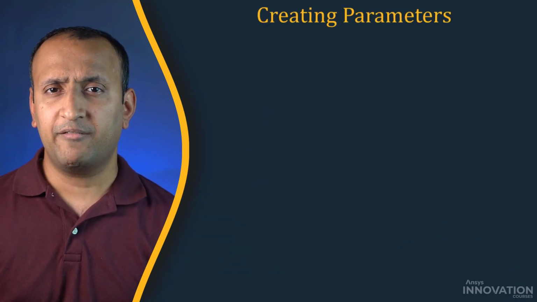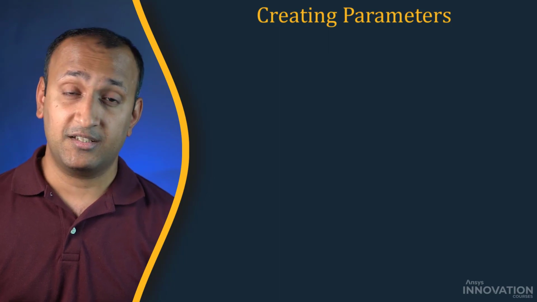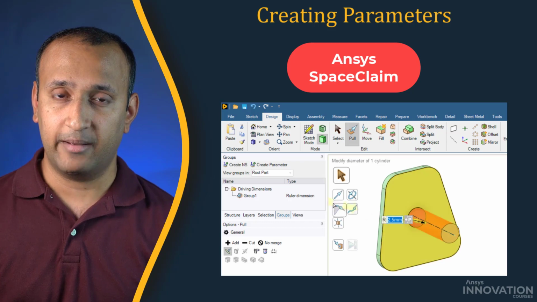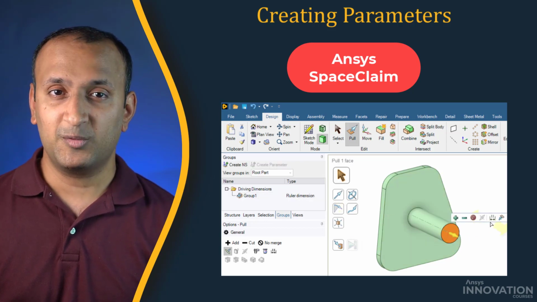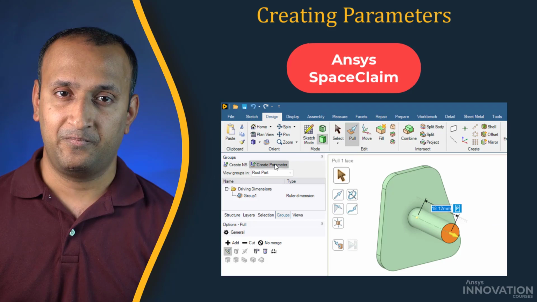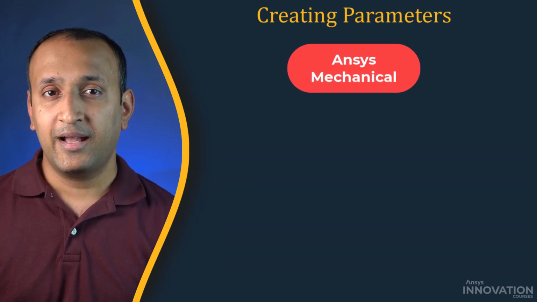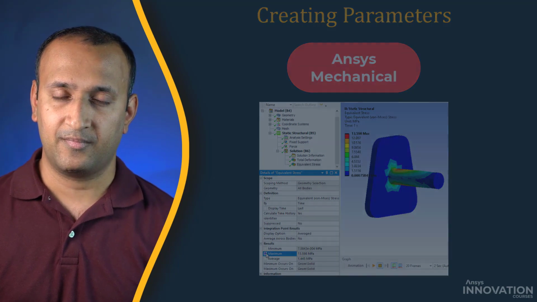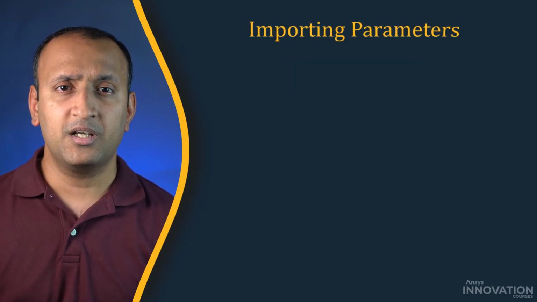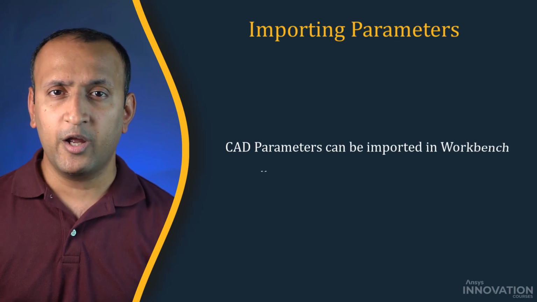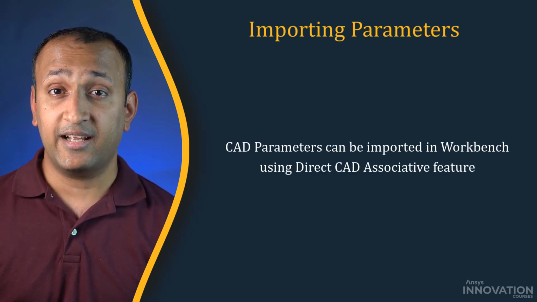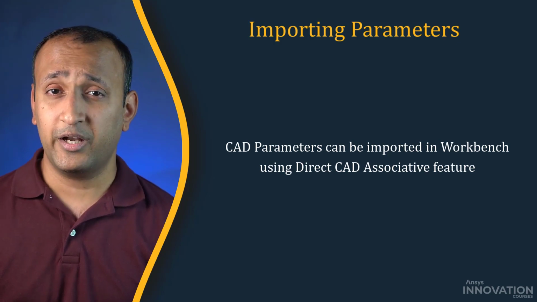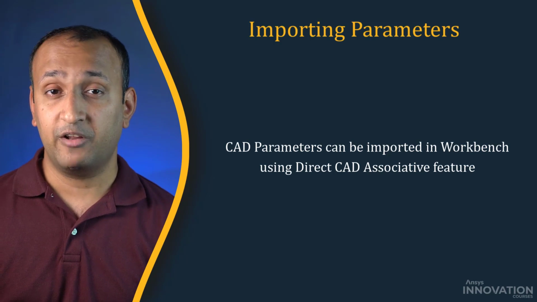It is easy to define parameters in Ansys SpaceClaim and Ansys Mechanical. Click on the P symbol that appears next to the dimension, or use groups in SpaceClaim to create the parameters. In Mechanical, click on the square field in the Details view to create parameters. CAD parameters can come from third-party CAD packages such as Creo and SolidWorks using the direct CAD associativity feature, which is a topic outside of this lesson. In this video, we'll be using SpaceClaim to define CAD parameters.